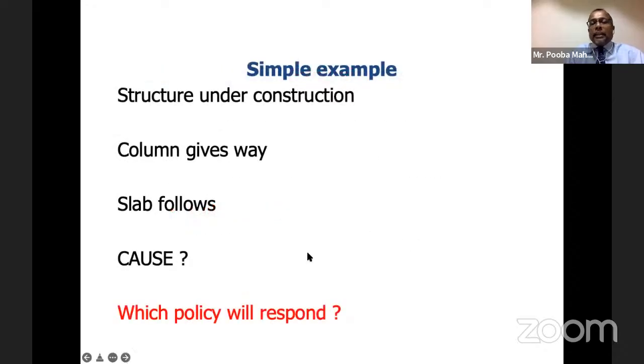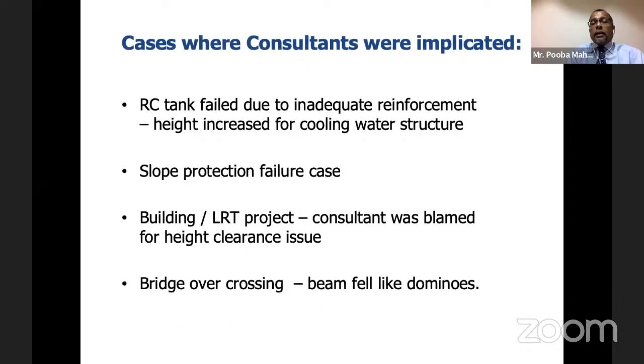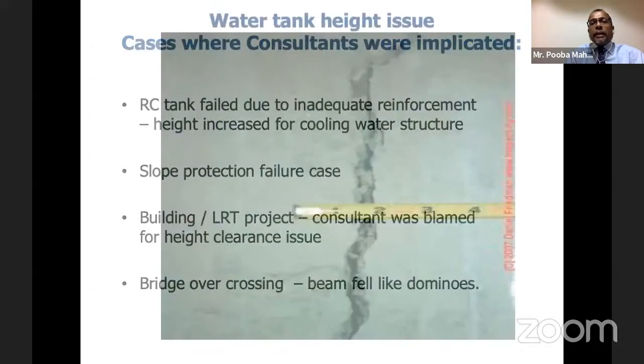So this is an example that I have about structure. The column gives way because of some design problem, then the blame is going to go to the design because the CAR policy won't pay. And a few more other cases: RC tank failed due to inadequate reinforcement, height increase for cooling water structure, slope protection failure case, LRT project consultant was blamed for height clearance issue, bridge over crossing beams fell like dominoes. So these are some cases that I have.